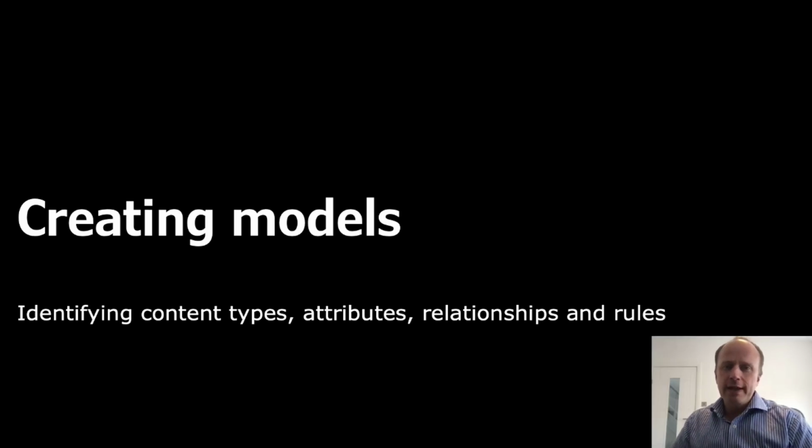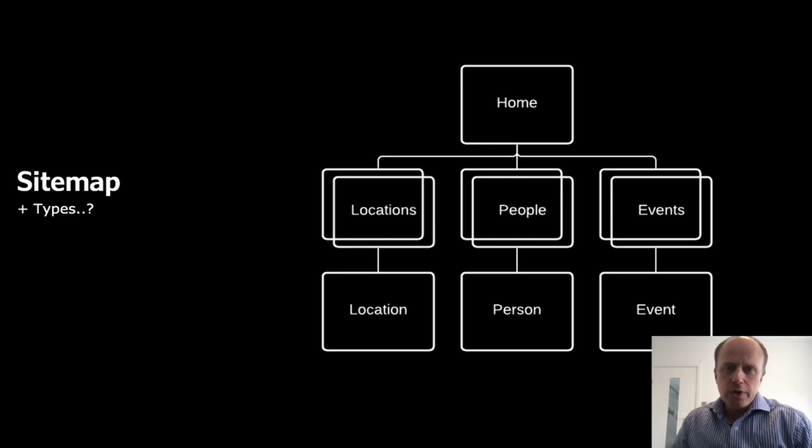We usually create content models with the intention of documenting information about types, attributes, relationships, and rules. But not all models contain information about all of those things. One of the most common models that we come across are sitemaps. Sitemaps provide a useful high-level overview of content, but don't go into much detail about attributes or relationships.